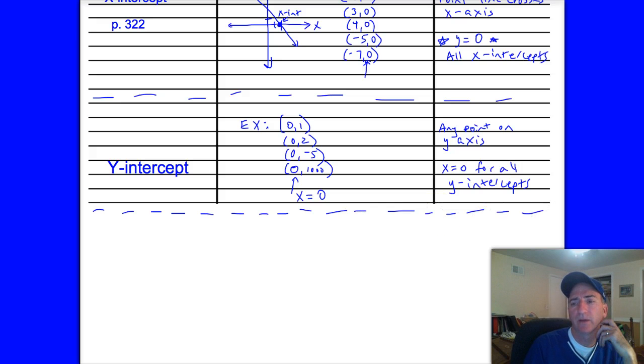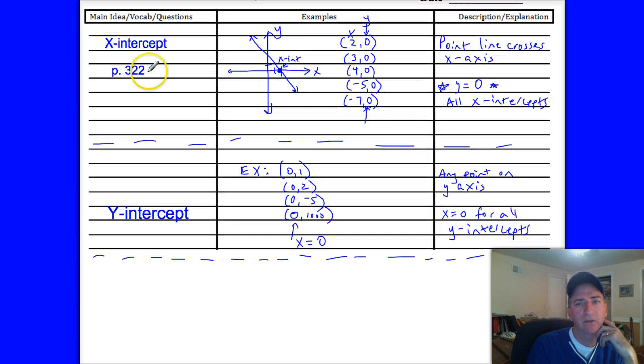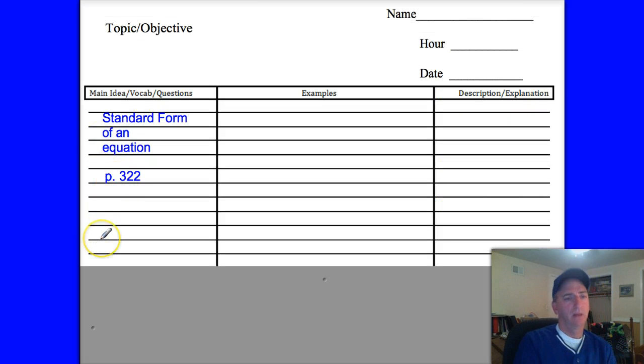So if we make a quick observation, for an x-intercept, it's the y that's 0. For a y-intercept, it's the x that's equal to 0. Because we're going to be plugging that value in here pretty soon in standard form, which will lead us to the point of standard form.